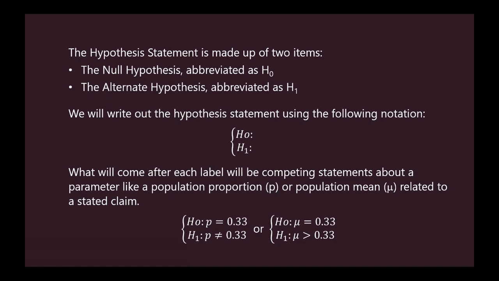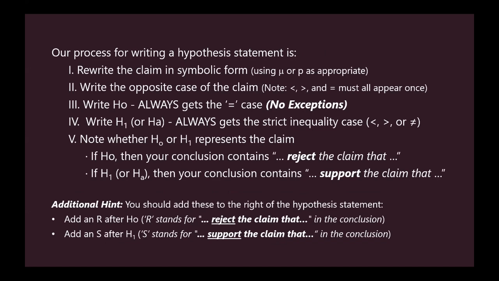What's going to follow those labels are statements about the population. For now, we're going to start with statements about the parameters like the population proportion P or the population mean mu. And as you can see in the couple examples down here, the null and alternate in each of these cases have no overlap. And what we're going to find is we're either going to stick with one of those or we're going to move to the other, but let's see how that plays out.